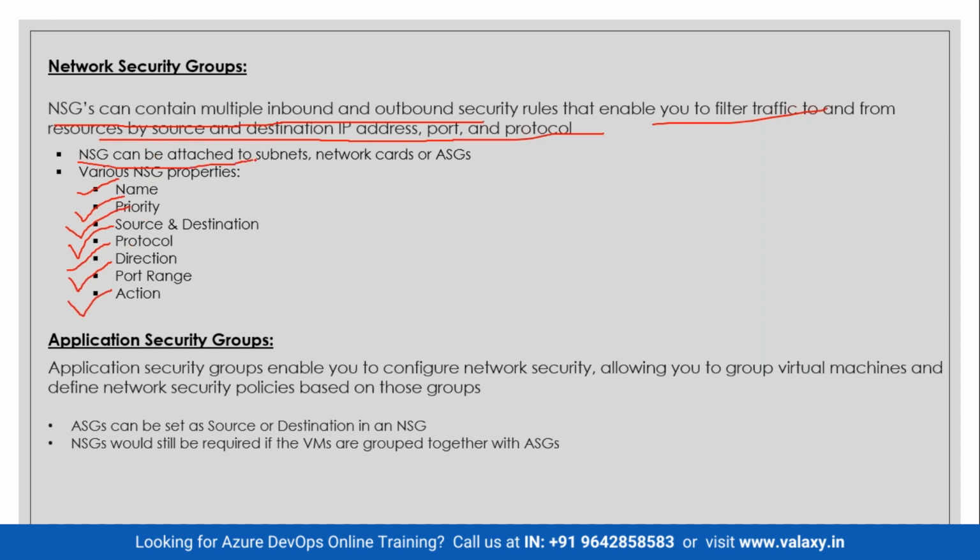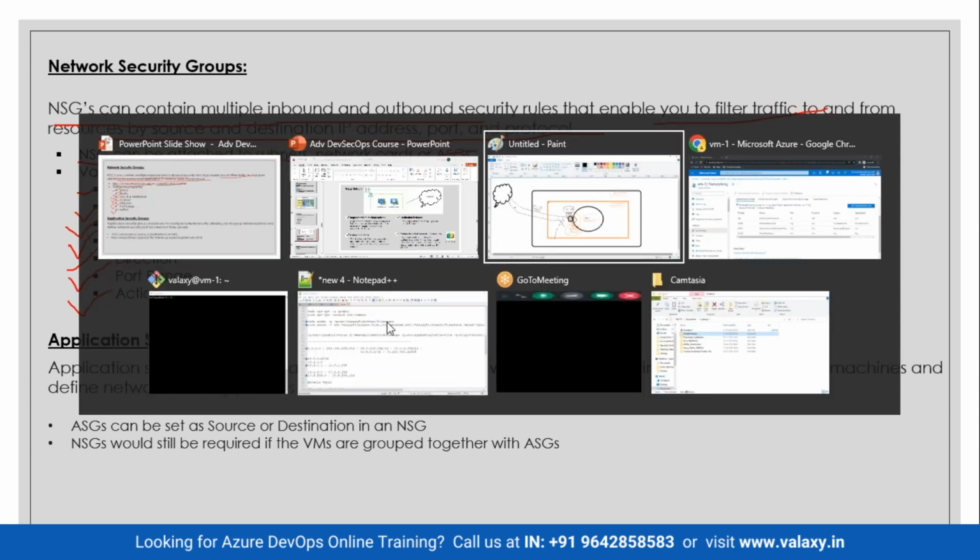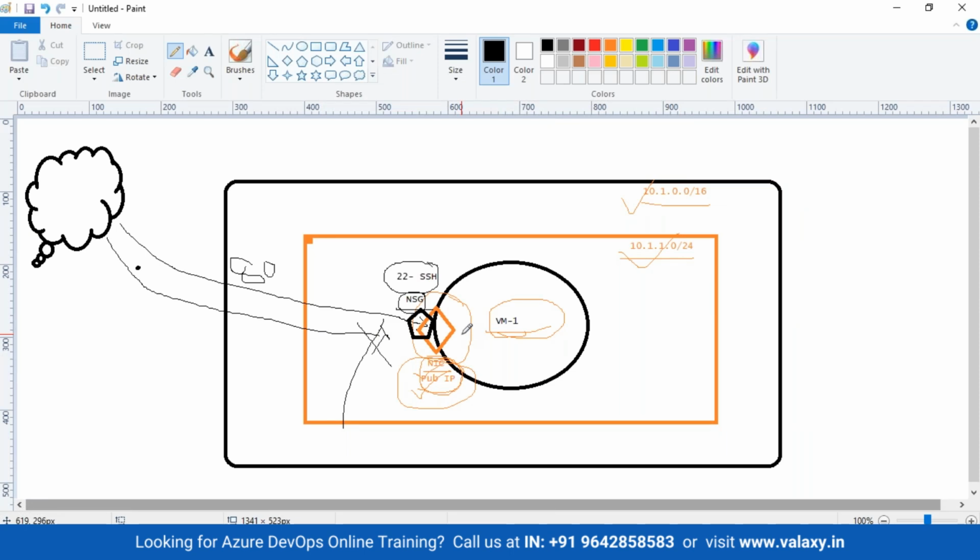NSGs can be attached to subnets, network cards, or ASGs. As of now, where was this attached? It was attached to the network card. If you want, you can have an NSG attached over here also. So your network traffic will be routed from this NSG, and then it goes to this NSG, then it will be allowed.